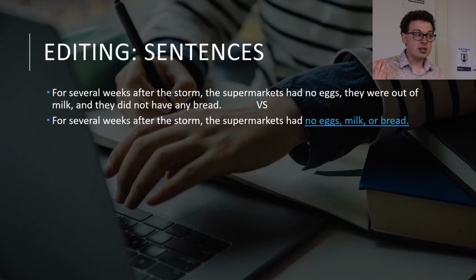Similarly, there are ways you can condense. For several weeks after the storm, the supermarkets had no eggs, they were out of milk, and they did not have any bread. Well, why the different grammatical structures? Why not just say the supermarkets had no eggs, milk, or bread? It's easy, it's simple, and whenever possible, we want to condense our wording. So, parallelism, use it. Find ways that your sentence structures are unnecessarily different from each other, and find ways to make them similar.